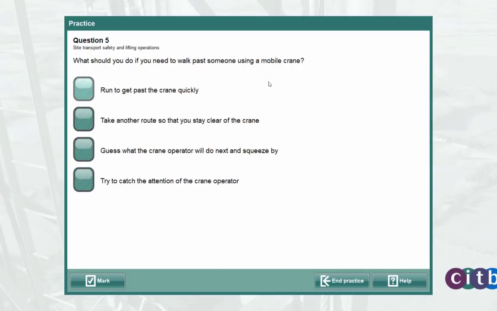What should you do if you need to walk past someone using a mobile crane? Run to get past the crane quickly. Take another route so that you stay clear of the crane. Guess what the crane operator will do next and squeeze by. Try to catch the attention of the crane operator.